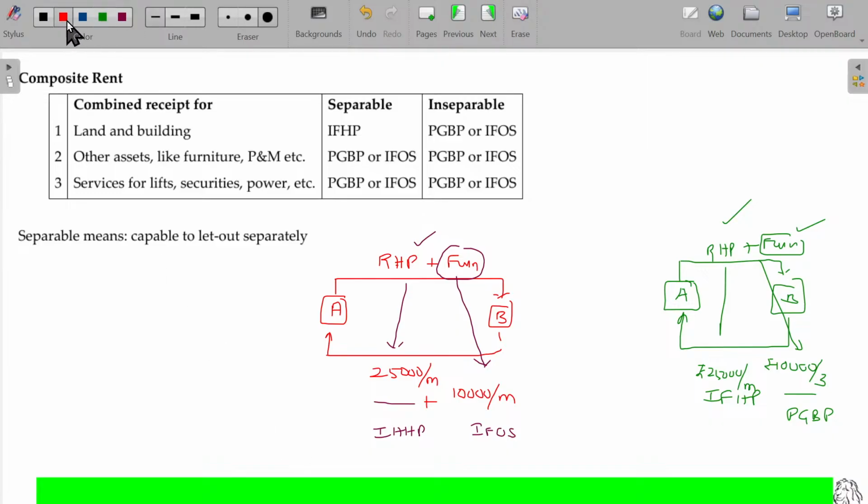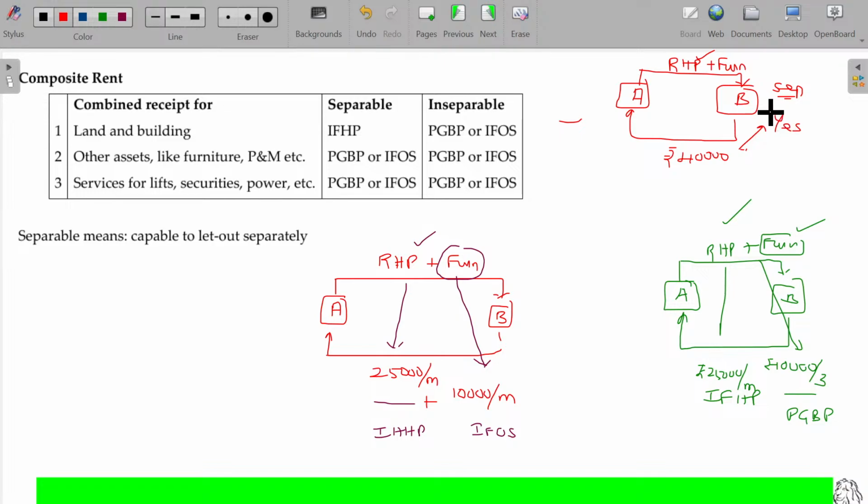Sometimes, you see, A lets out his residential house property to B along with the furniture, and B makes a payment of rupees 40,000. Now, the question arises: will A be able to let out the residential house property alone separately? Yes, sir, possible. Will it be possible to let out furniture separately? Yes, possible. So you can separate it, yes or no.